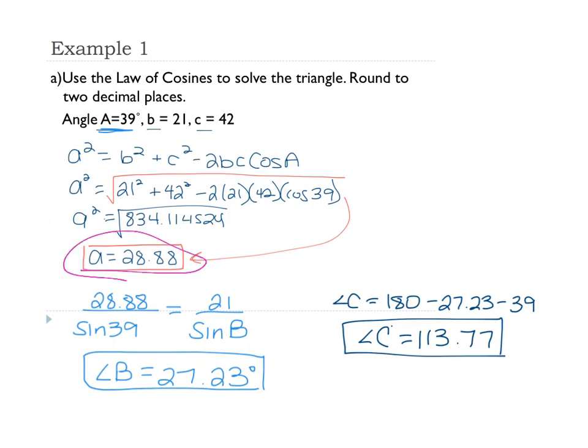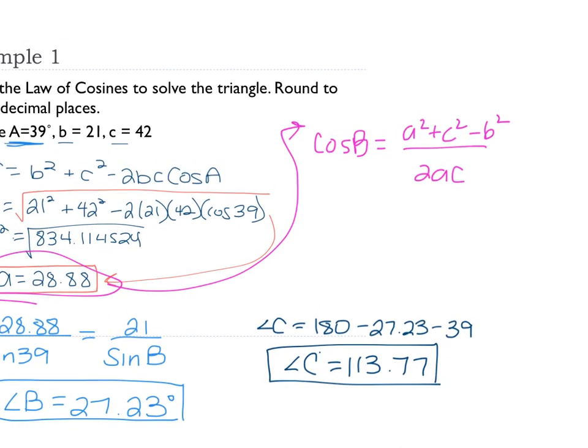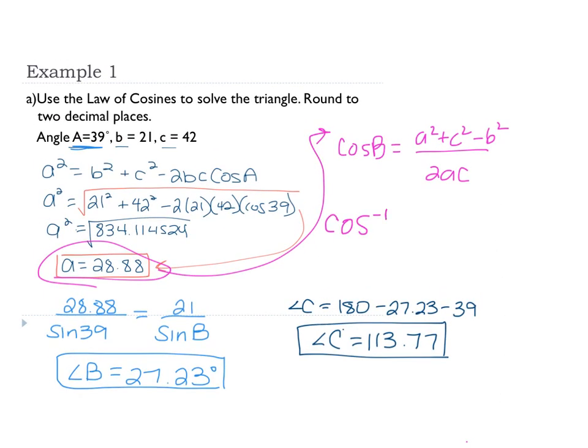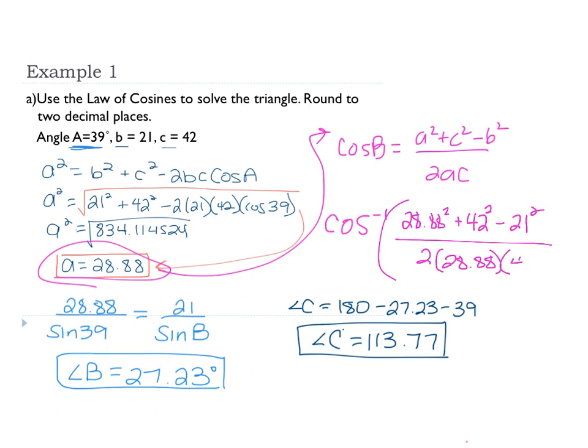So I could have, after this point, kept with law of cosines. And if I wanted to find B, I would say that the cosine of B equals A squared plus C squared minus B squared over 2AC. And then plug in my values. So in the calculator, I'd actually have to do cosine inverse because I'm looking for the angle. And then I would get 28.88 squared plus 42 squared minus 21 squared over 2 times A, which is 28.88, times C, which is 42.